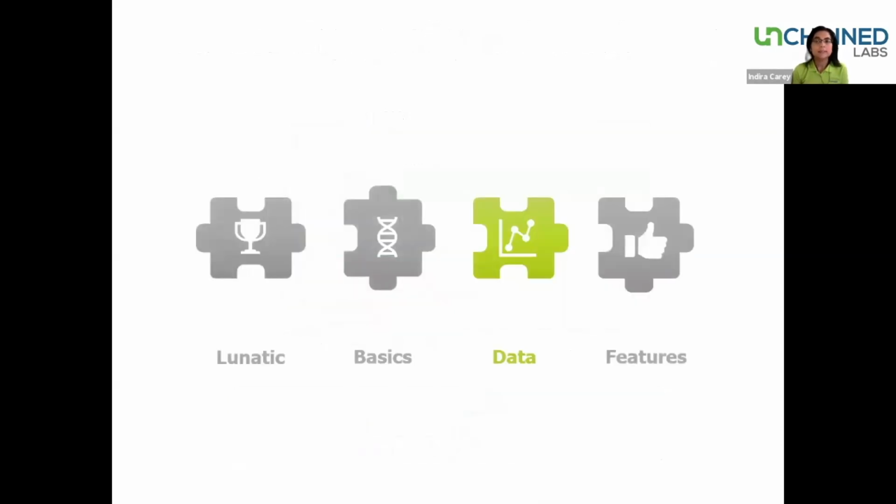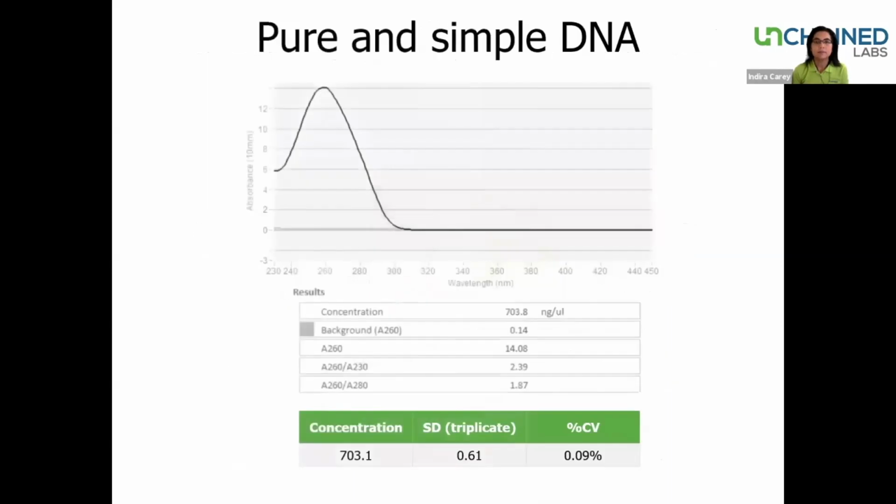Let's take a look at some data examples. Here we're looking at results from a sample of high-quality calf thymus DNA in TE buffer. This is a typical result for a clean sample. You can see the expected peak maximum at 260 nanometers, and the ratios are within an acceptable range. Note the accuracy and reproducibility. We're seeing nice low standard deviations and coefficients of variance for triplicate reads.